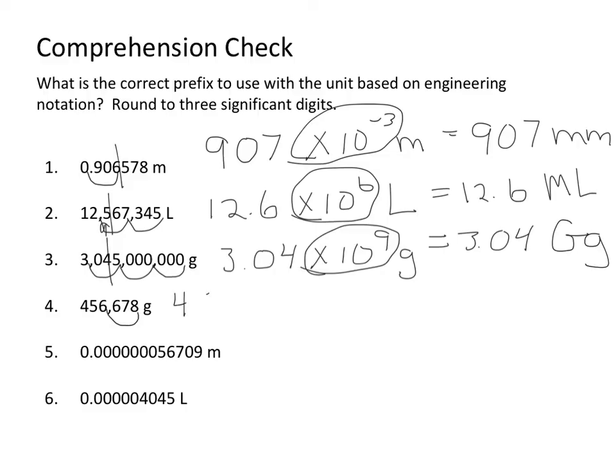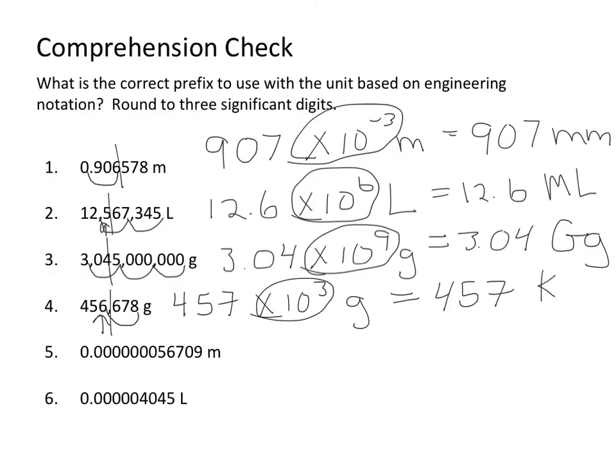For the next one, I'm going to move my decimal 1, 2, 3 places. So we have 450. Look to the right of the third significant digit, it is greater than 5, so I'm going to round up. So 457 times 10 to the 3 grams. If I replace the engineering notation with a prefix, the 10 to the 3 is a kilo, so this would be 457 kilograms.